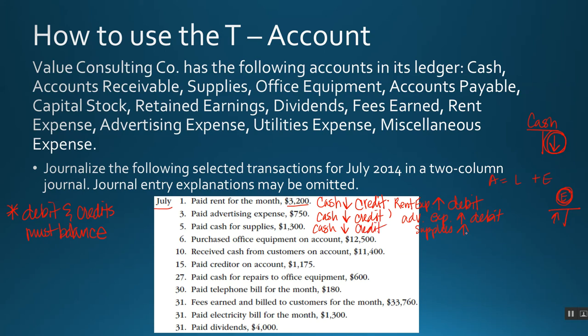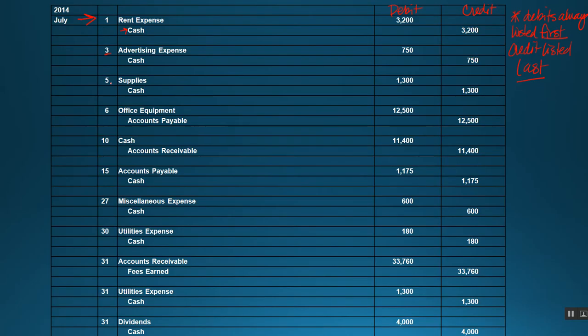Supplies is an asset and it's increasing. So what side do we show that it's increasing on? The debit side. So remember, it's an asset. So we record that in the journal. So we put the date. So the account that's being debited is listed first. So supplies, 1,300. Cash is decreasing. It decreases on the right hand side, the credit side. So we put the 1,300 on the credit column.